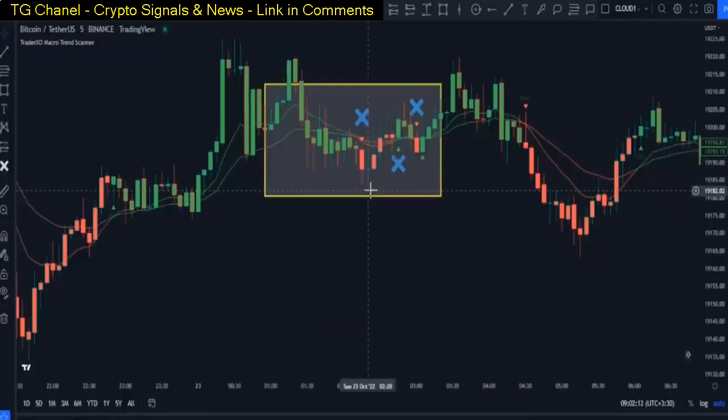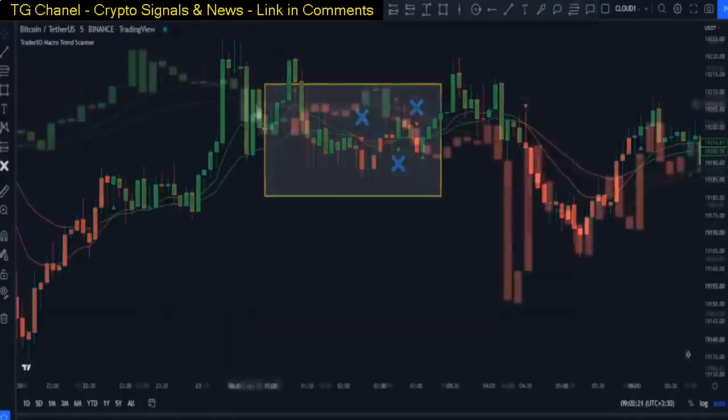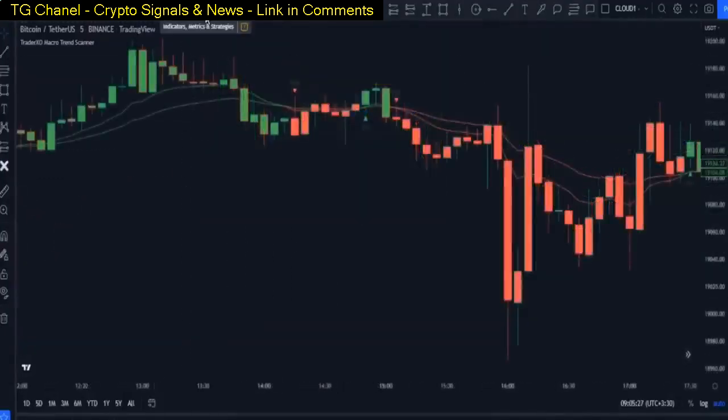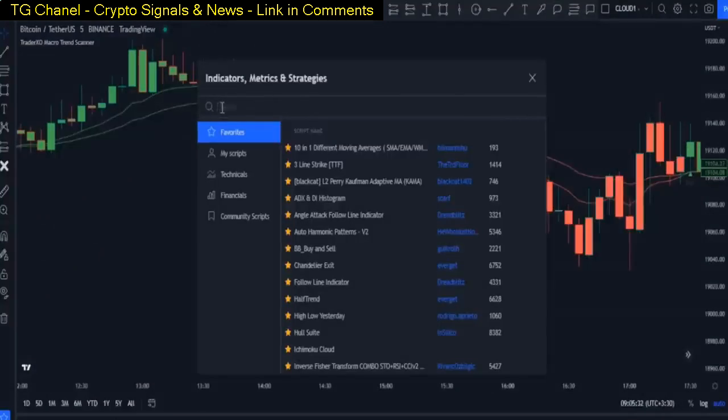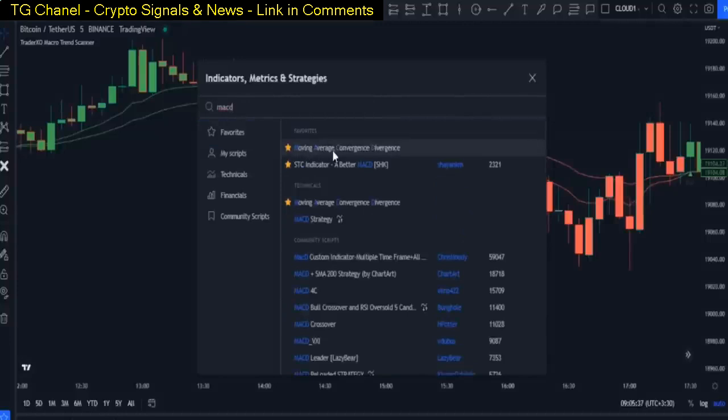Okay, now let me teach you how to filter these fake signals. We need to add another indicator to our charts. On top of the page, click on the indicators option and open the tab. On the search bar, type MACD and apply the moving average convergence divergence indicator to your charts by clicking on it.